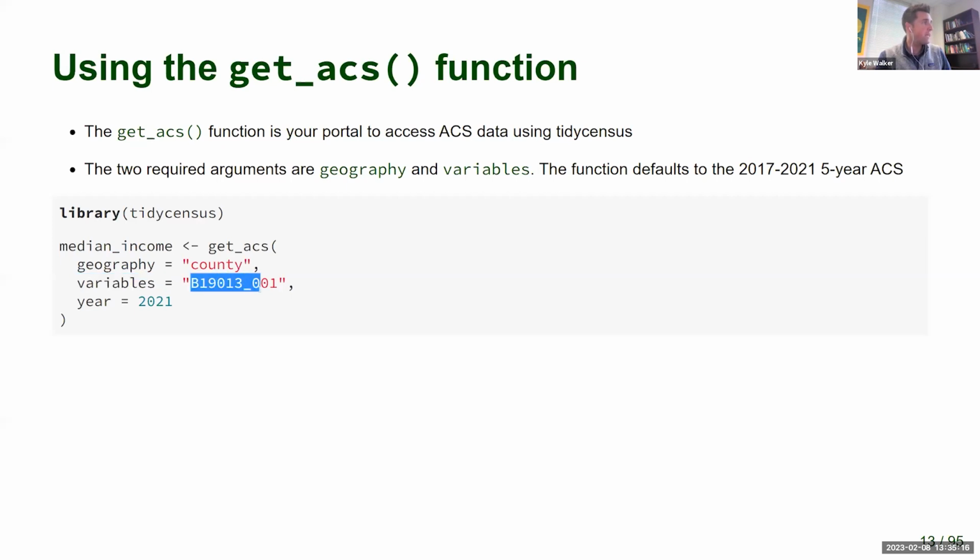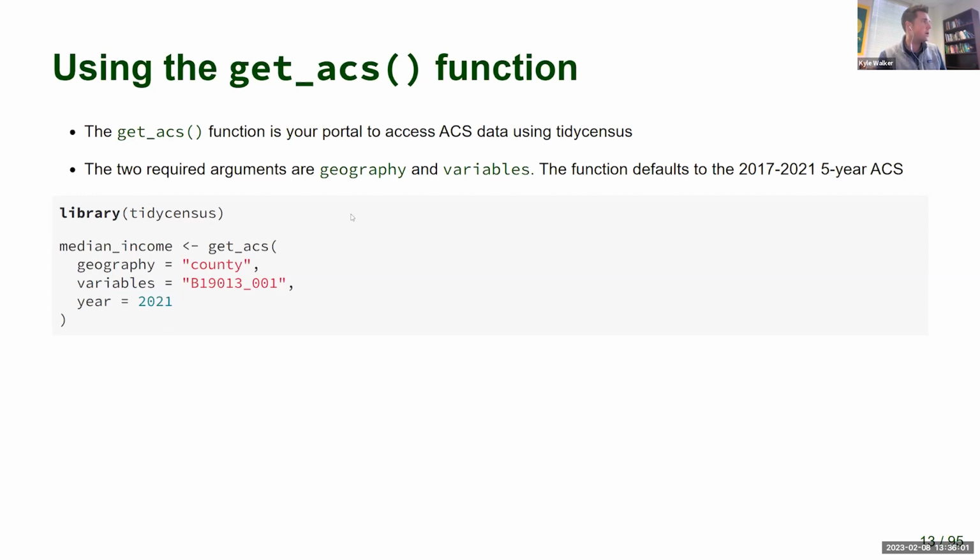For the variable B19013_001, that is the unique census code for median household income. I'll show you how to look that up in just a moment. And I want it for the year of 2021. get_acs defaults to the 5-year ACS data, so this gets interpreted as the 2017 to 2021 data. The year equals 2021 is optional. That is the default year in the function. For future proofing your work, it can be a good idea to write that in, because when the new 2022 ACS data come out, tidycensus will update and will always default to the latest data that comes out.